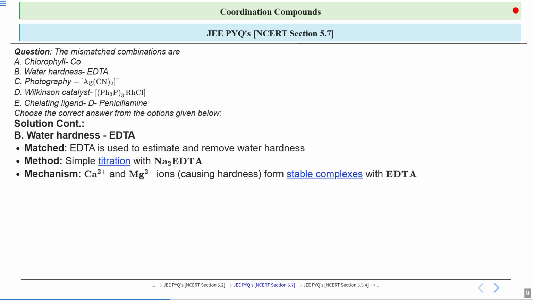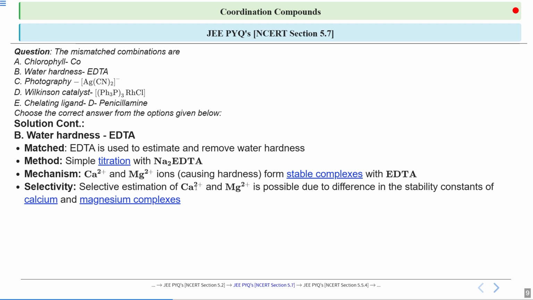So what we do is take water and titrate it with Na2 EDTA. The Ca2+ and Mg2+ ions actually present in the water, which are causing the water hardness, are able to form stable complexes with this EDTA. So when you titrate it, the Ca2+ and Mg2+ ions form a stable complex with EDTA, and the water hardness gets removed.